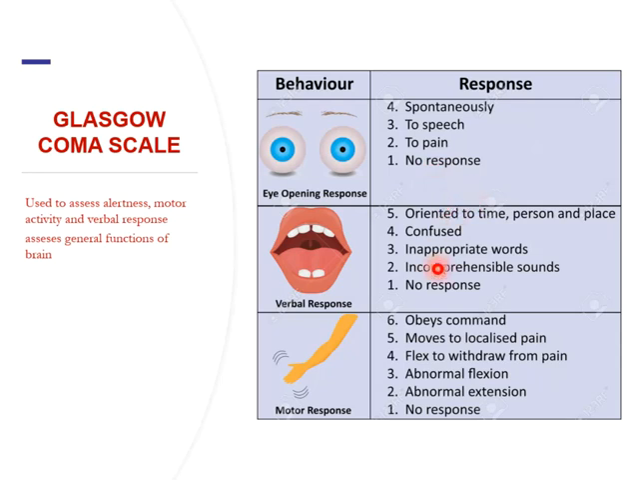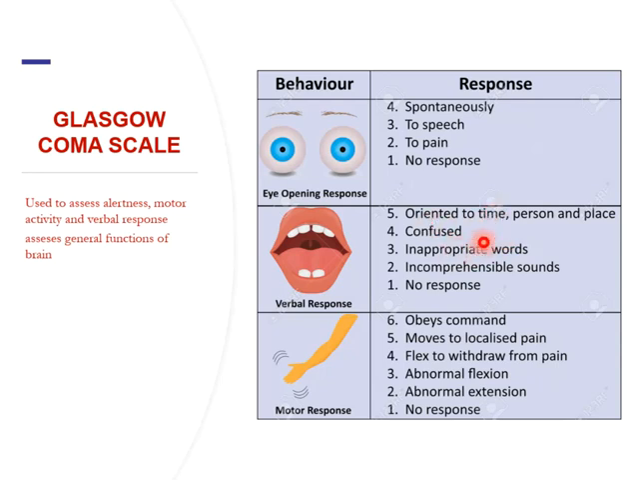Then they try to check for the verbal response. They ask the time, place and person. If they are able to answer them, then the score is 5. If they can say the name but they do not know what time it is, or they are confused about where they are, then the score is 4.